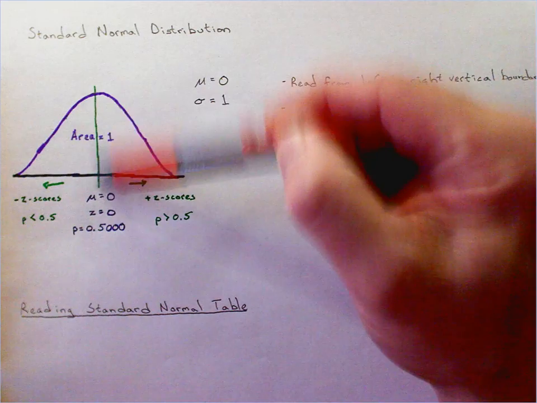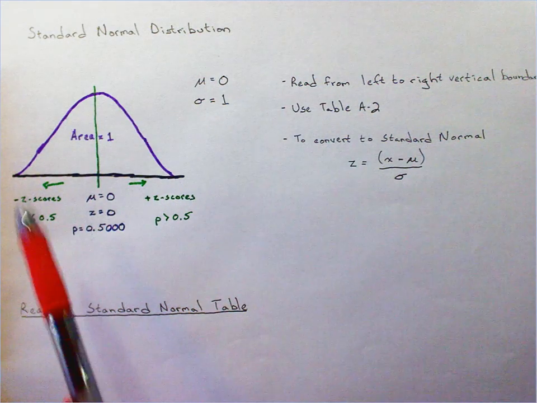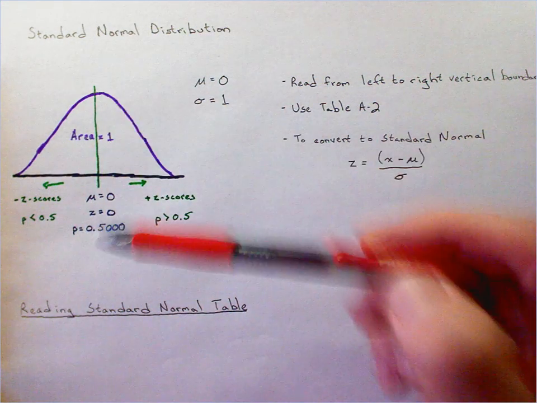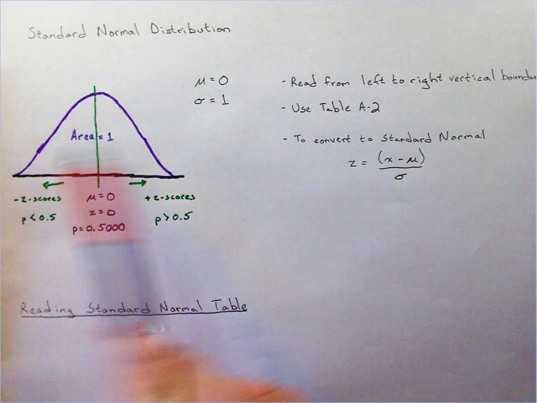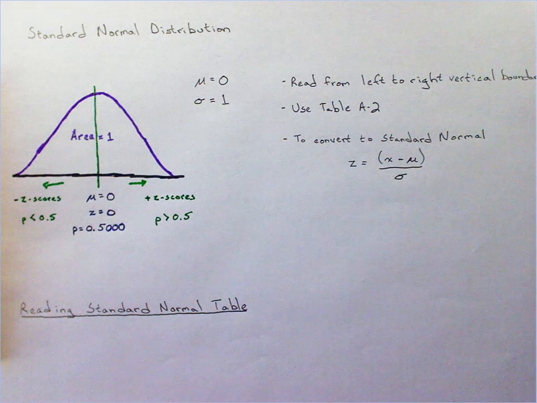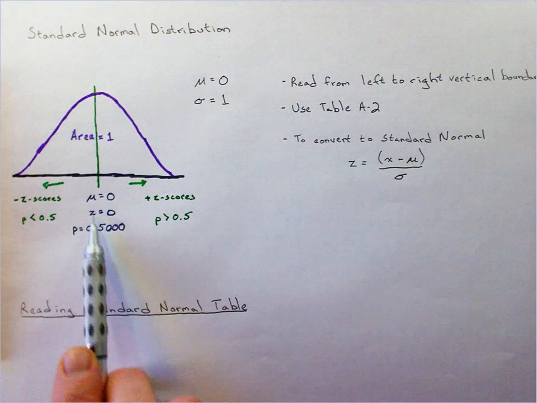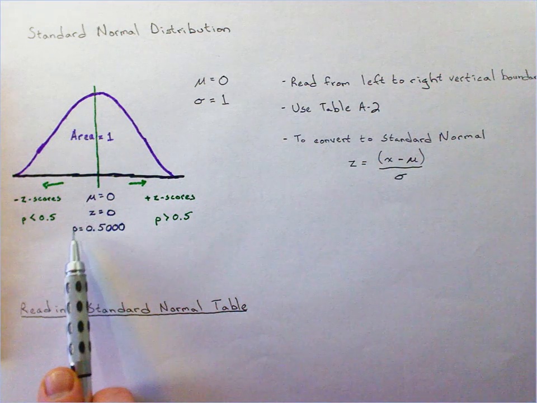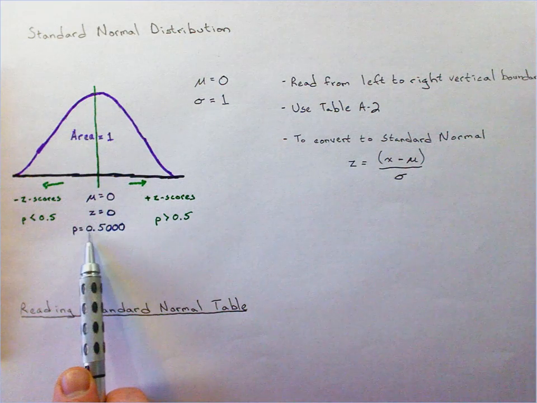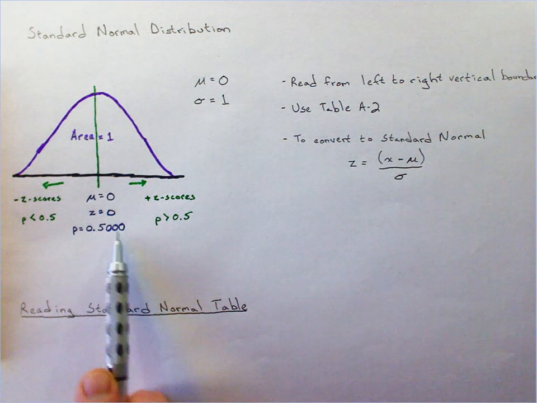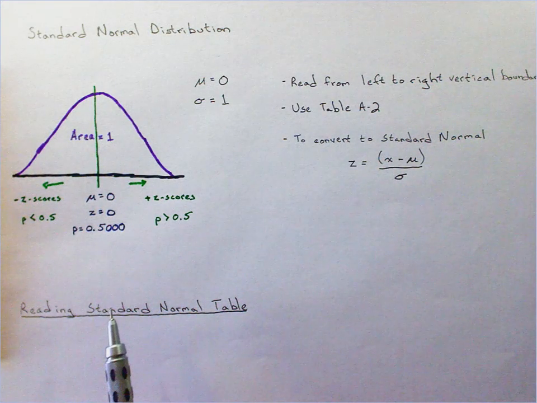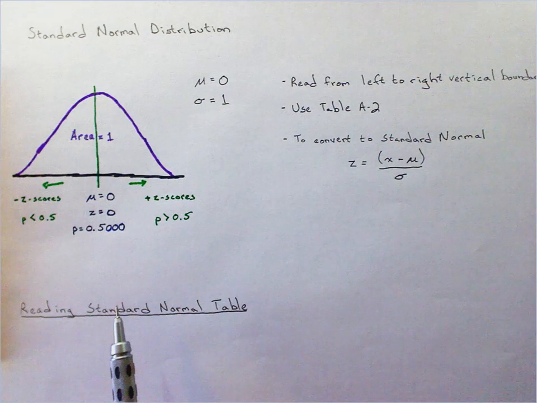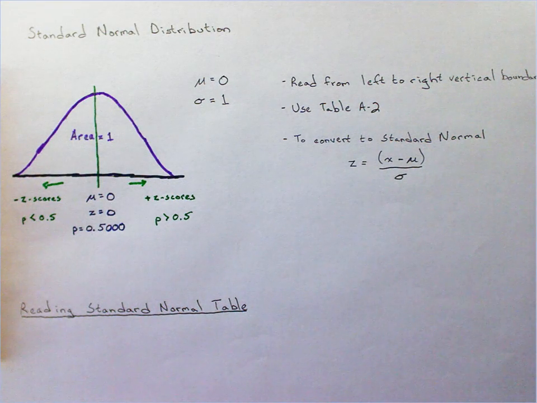There's symmetry on the curves. Now, forgive me, that may not look symmetric because I drew it by hand, but there's symmetry under the curve. So whenever I split this in the middle, these two are equal. If you notice, mu equals 0 right in the center, z equals 0, and p, the probability, is 0.5000. We added those three zeros because your values in table A2, your standard normal table, are to 4 decimal places.